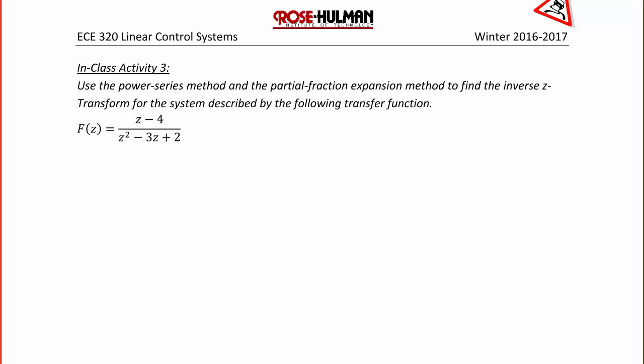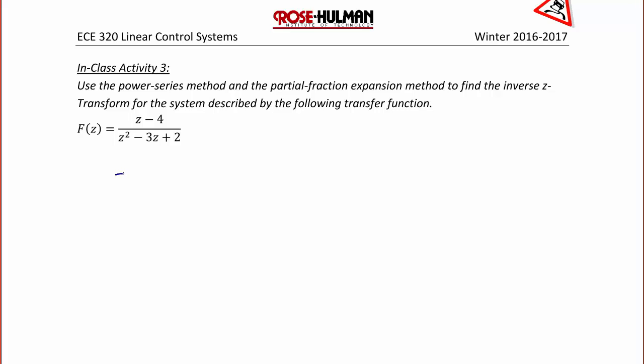Let's continue our discussion of inverse Z transforms. In class activity 3, use the power series method and the partial fraction expansion method to find the inverse Z transform for the system described by the following transfer function. F of Z is equal to Z minus 4 over Z squared minus 3Z plus 2. So the power series method first.